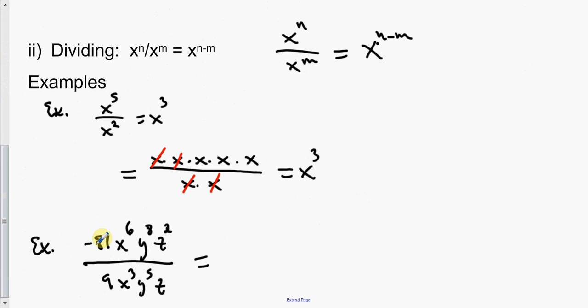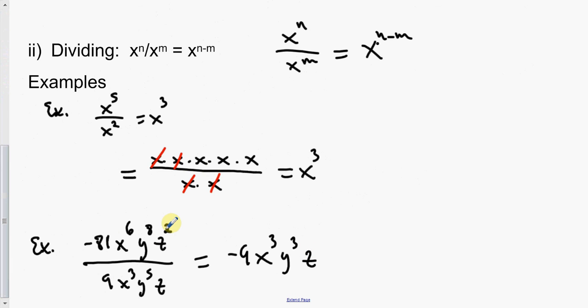Okay. So anyway, negative 81 divided by 9. Well, 81 divided by 9 is just 9, so it's negative, right? Because negative divided by positive is negative. And look at the x's. They're like terms. X to the 6th divided by x to the 3rd. Same base. Becomes x to the 6 minus 3. That's x cubed. Then y, this is y to the 8th divided by y to the 5th. This is 8 minus 5, that's y to the 3rd.